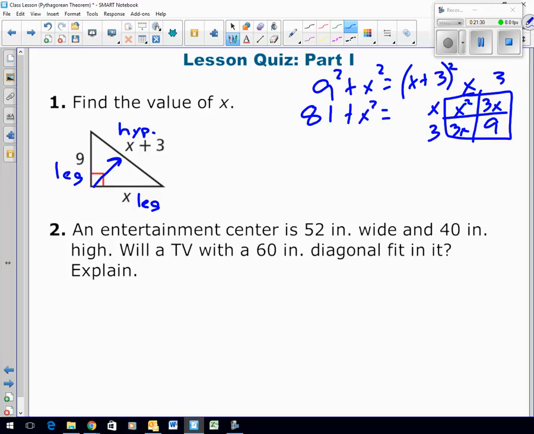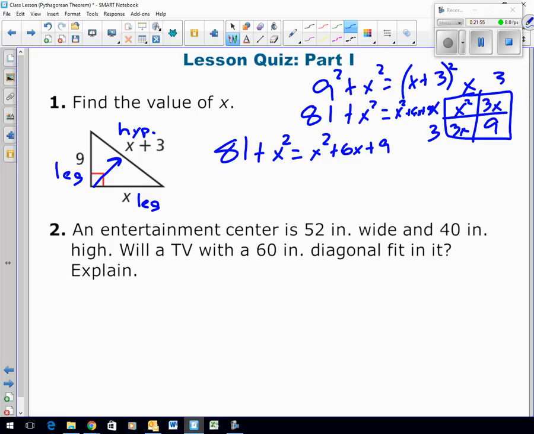Blue, your turn. Combine these terms for me. What do I get? 6x. Good. X squared. Okay. 9. So it's going to be x squared plus 6x plus 9. Now, I'll rewrite this for clarity's sake. 81 plus x squared equals x squared plus 6x plus 9, correct?